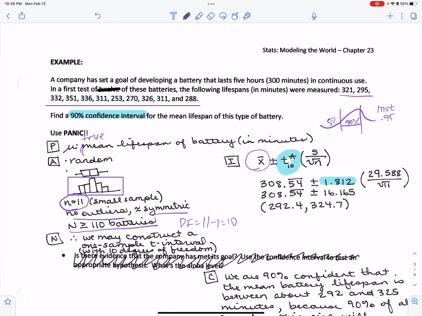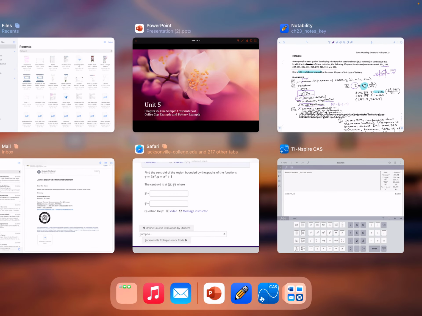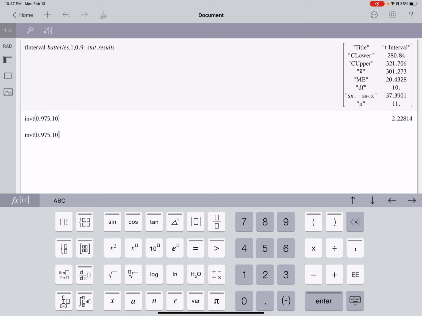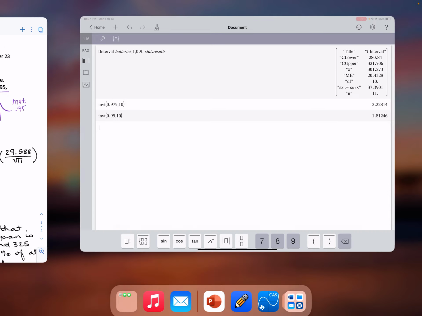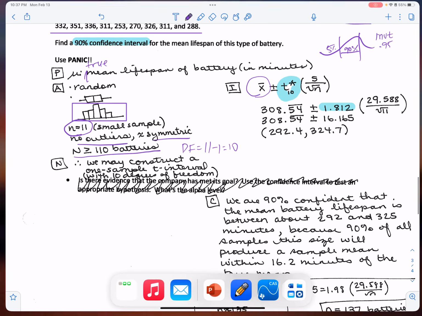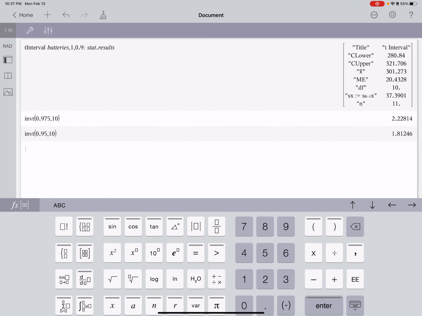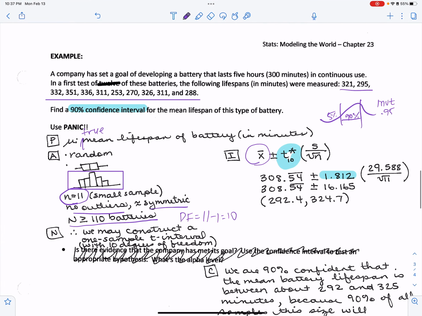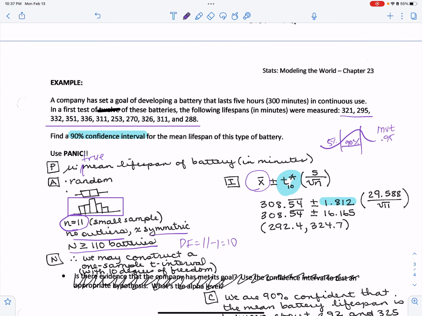So, oh, wait, hold on. Did I mess something up? Oh, I did 0.975. I'm sorry. 0.95. There we go. 1.812. There we go. Now it matches up. Okay. So on your test, you're going to need it to look exactly like this, but you are more than welcome to, of course, use all of the technology that I used in solving this problem. Okay. Thank you very much, and we'll continue this.